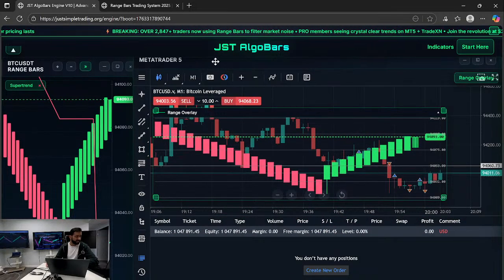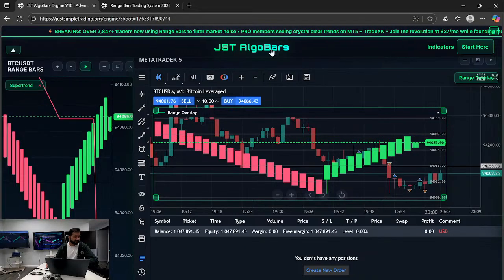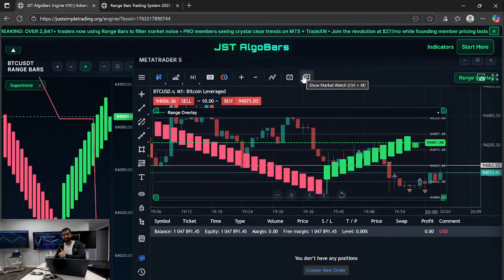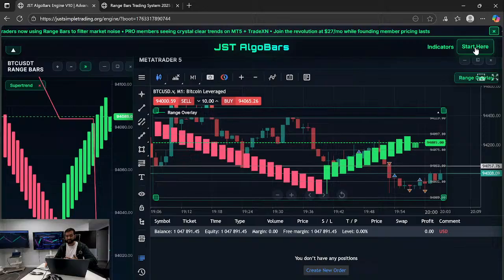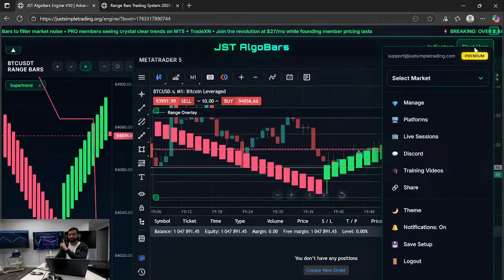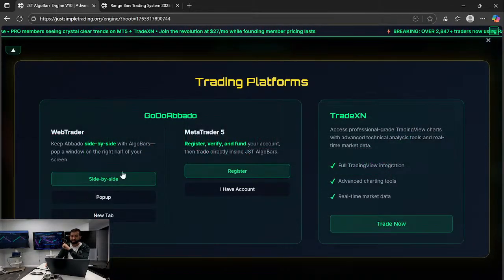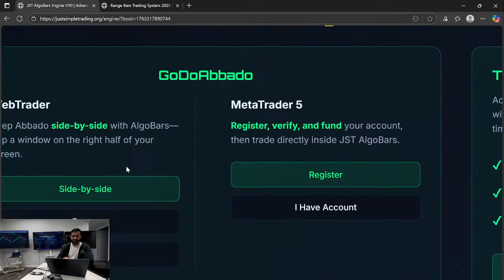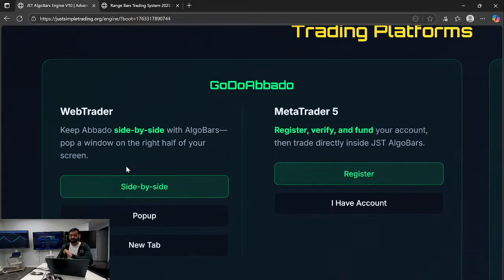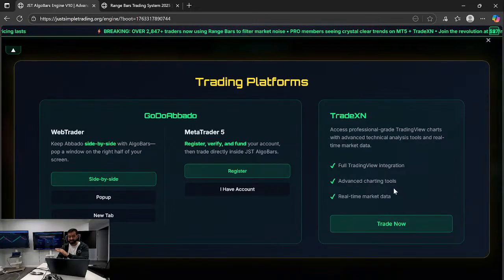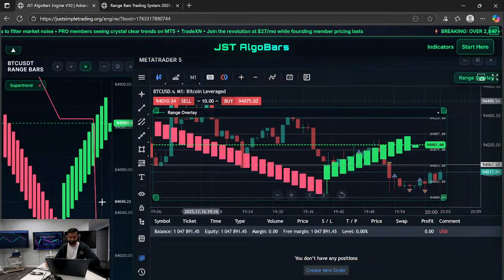All right. Let's see. King Midas saying no more Abato. Actually, this is just Abato's MT5. A lot of people didn't know that Abato has MT5. So if you click start here, you go to platforms. You can be trading on the Abato web trader, or you can trade on their MetaTrader, or you can trade on TradeXN. Whichever one you have an account with, you can just click it, and then you can trade there.